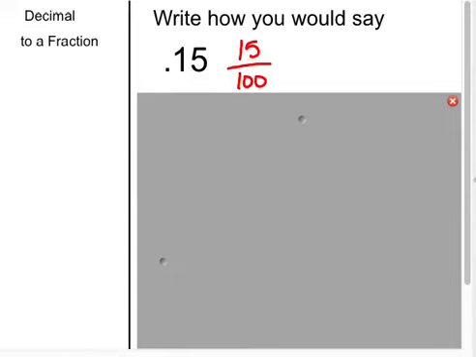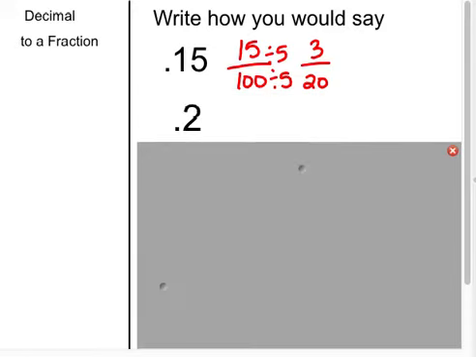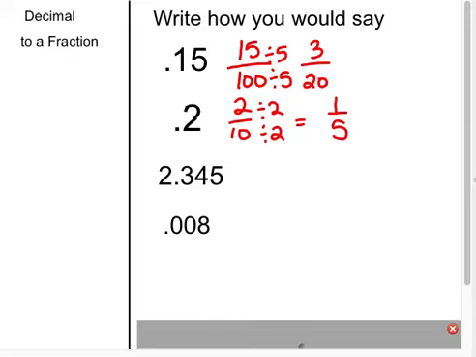What can go into 15 that also can go into 100? Well, 5 can. So that's 3 20ths. So 0.15 or 15 hundredths is the same as the fraction 3 20ths. How would you say this? You would say it as 2 tenths. Simplify it, which would give you 1/5. 1/5 and 2 tenths are the same. I want you to do these next 2. Stop the video now. When you are done, check your answer.